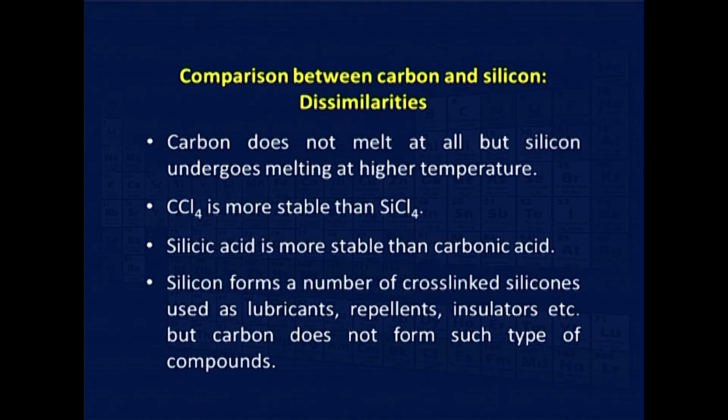Silicon forms a number of cross-linked silicones used as lubricant, repellent, insulator, etc., but carbon does not form such type of lubricant or repellent or insulating material having the same nature as silicon has shown.